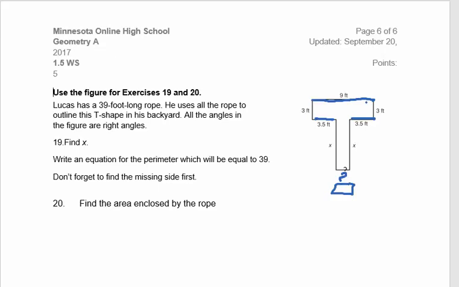Then you can write an equation to find x. You can say this plus this plus this plus this plus this plus this plus this plus this, all of that equals 39. And then you can solve that long equation, add your like terms, and simplify to find x. And then after you're done with that, then you're supposed to find the area of this figure.